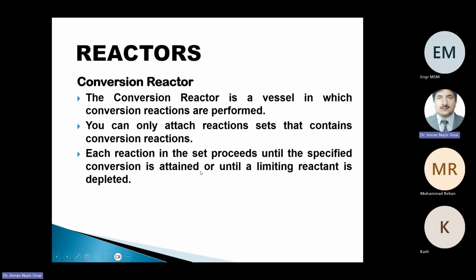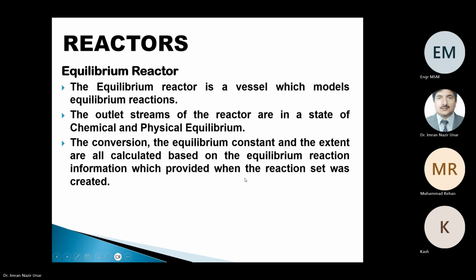So reaction extent is up till the conversion of the base component which you define, for example, 90%. Or if there is another reactant which is a limiting reactant, so there is a termination of the reaction. Similarly, the equilibrium reactor is a vessel which models equilibrium reactions. So equilibrium reactions could be attached only with the equilibrium reactor. The outlet streams of the reactor are in a state of chemical and physical equilibrium.